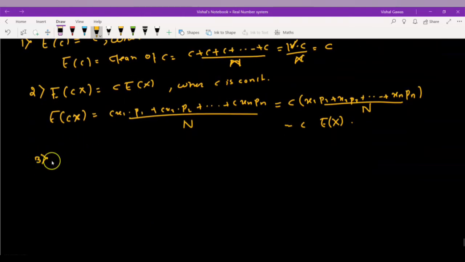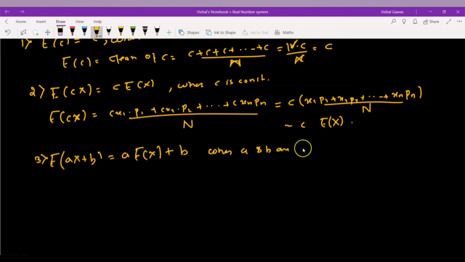The third one is that you can directly prove that expectation of ax plus b is a times expectation of x plus b, using the properties here, because the expectation of b is b itself, since b is constant. So where a and b are constants, one can show this quickly. I'll leave it to you.